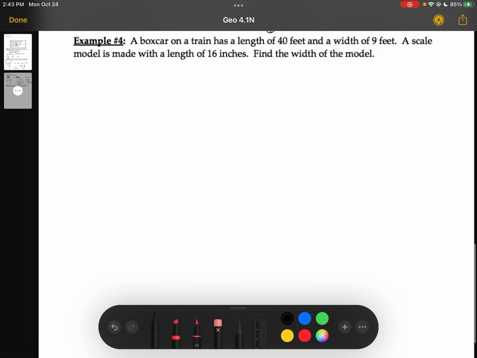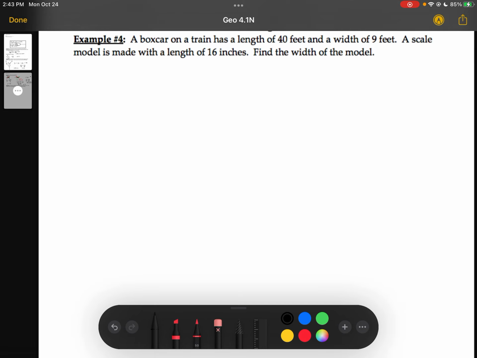So first, let's take a look at the question. A boxcar on a train has a length of 40 feet and a width of 9. A scale model of the same boxcar with the same dimensions, this time has a length of 16, and we're trying to find the width. So the key that we have to do is on one side, we're going to have the actual boxcar, and on the other side, we're going to have the model. On the top, we're going to put our length, and on the bottom, we're going to put our width.